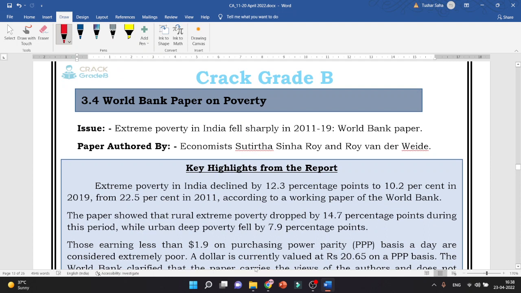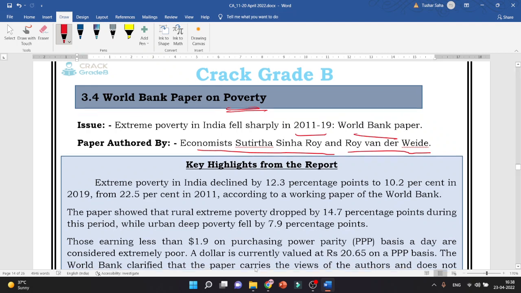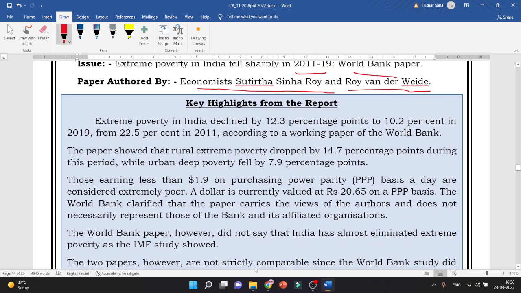Now, the World Bank paper on poverty. This is a paper by the economists Shruti Sinha Roy and Roy Van der Weide. Extreme poverty in India fell sharply in 2011-12, a World Bank paper has said. Now, this is a working paper. Obviously it's published by the World Bank, but the authors' names are here, so you should know the names, and when you go through it, you will understand.